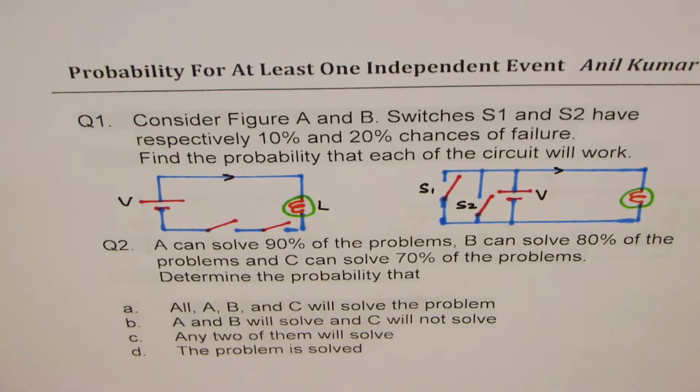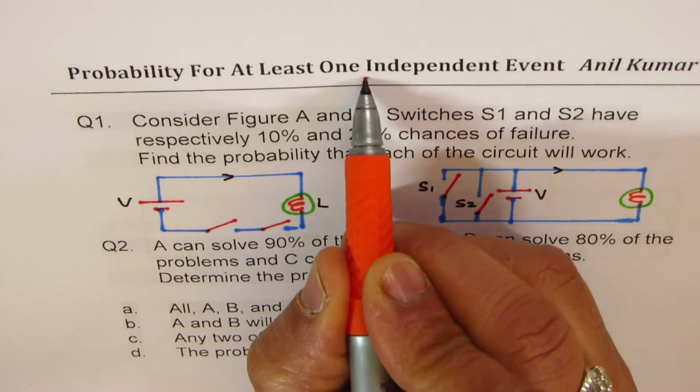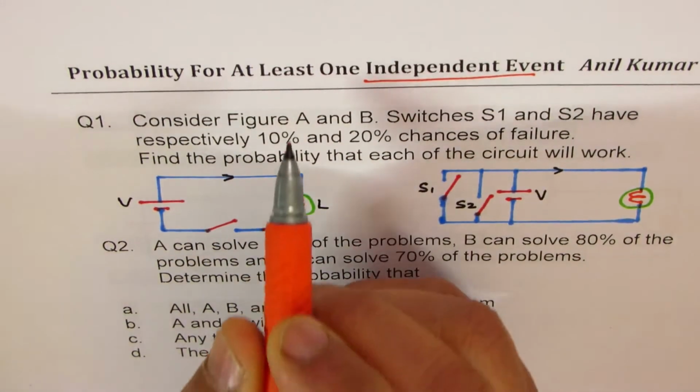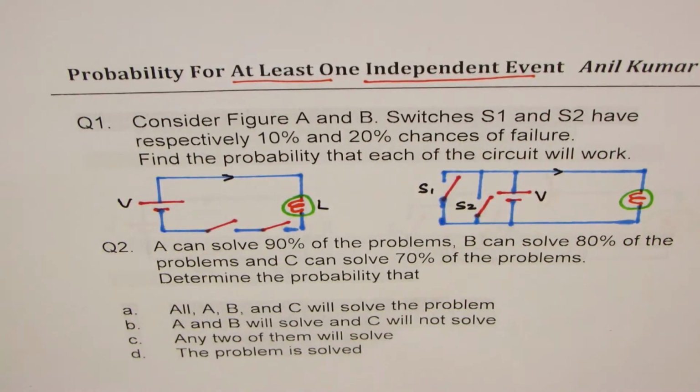This video is for my student Amna, who wants to understand with examples the probability of occurrence of at least one event for independent events. So I've taken up two examples here. Our key issue is to understand the terms independent events and at least one of them to be successful.